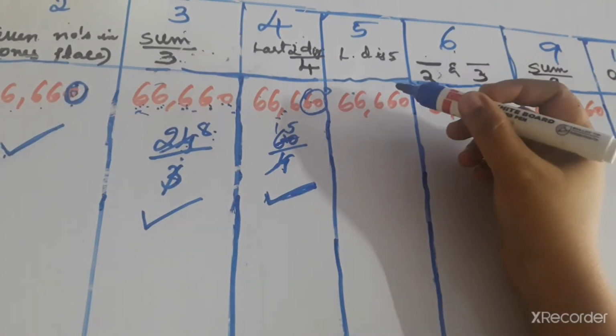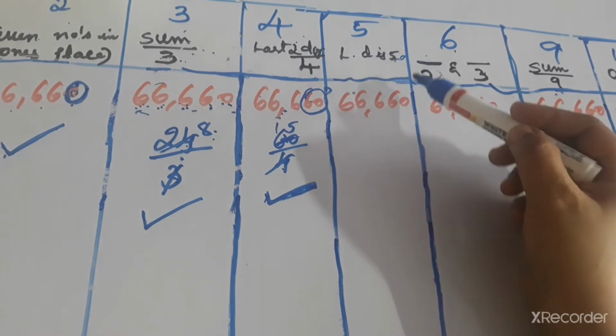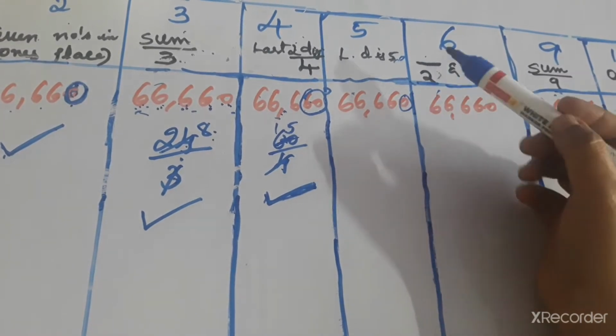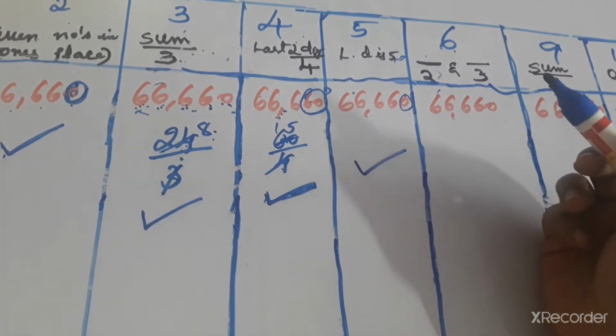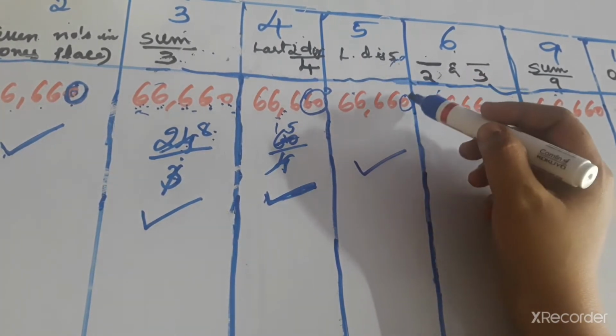Now according to the 5 rule, the last digit should be 0 or 5. So here the last digit is 0. So it is divisible by 5. We can say according to the 5 rule, the last digit should be 0 or 5.